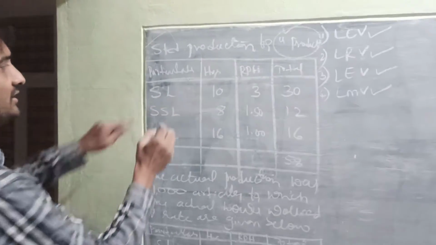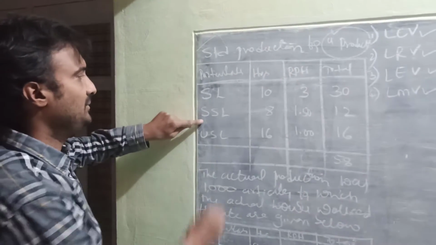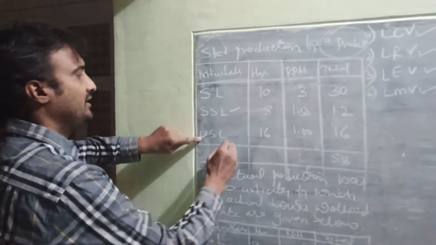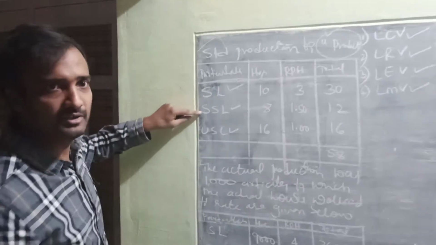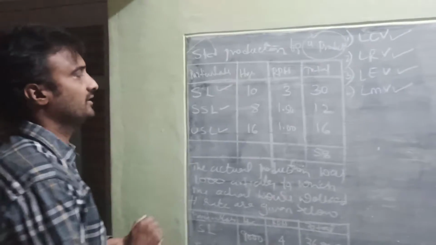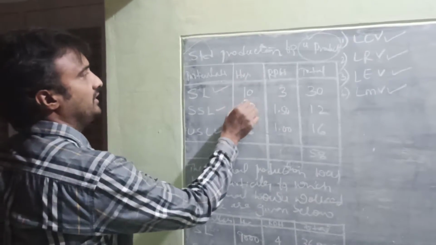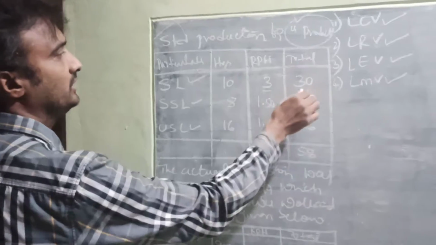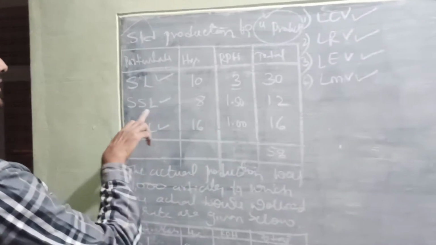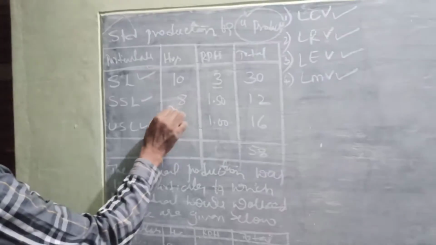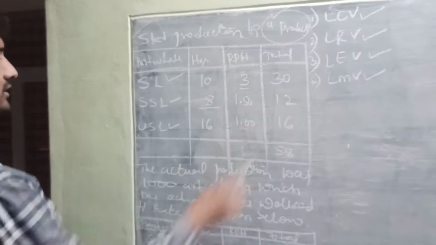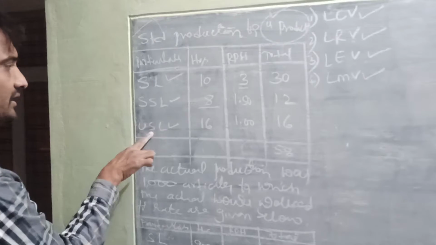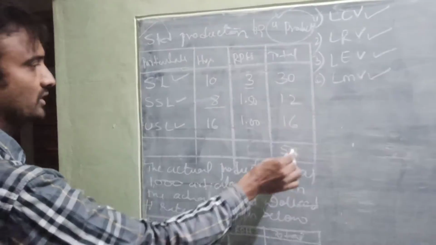In particular, SL means skilled labor, SSL means semi-skilled labor, USL means unskilled labor. There are three categories of laborers: skilled, semi-skilled and unskilled. For skilled labor, hours he has given 10, rate per hour is 3, and total 30, that is 10 into 3, 30. For semi-skilled laborers, hours are 8 and rate per hour is 1 rupee 50 paisa, total 12 rupees. And unskilled laborer 16 hours, 1 rupee, total 16, so the total is 58.